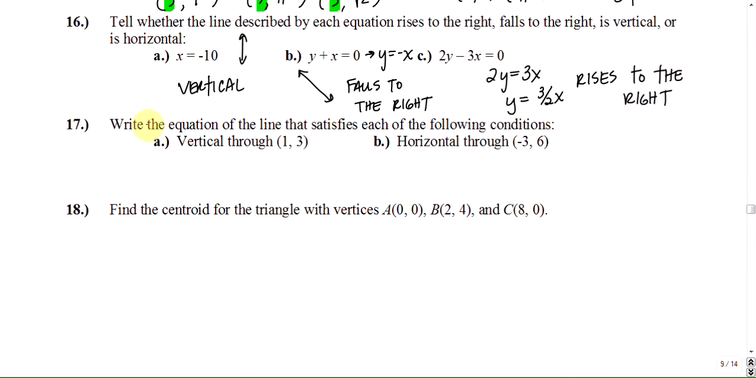Number 17, write the equation of the line that satisfies each of the following conditions. I want a vertical line, which means x equals, and all I'm going to do is steal this, and the equation of the line that's vertical and passes through the given point is x equals 1. For a horizontal line, I'm basically going to do the opposite thing, which is y equals, and I'm just going to steal the y value, and that line should pass through that point and meet the conditions of it being horizontal.